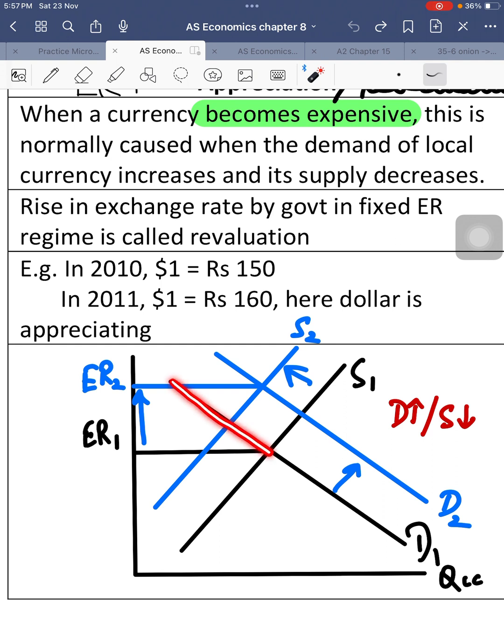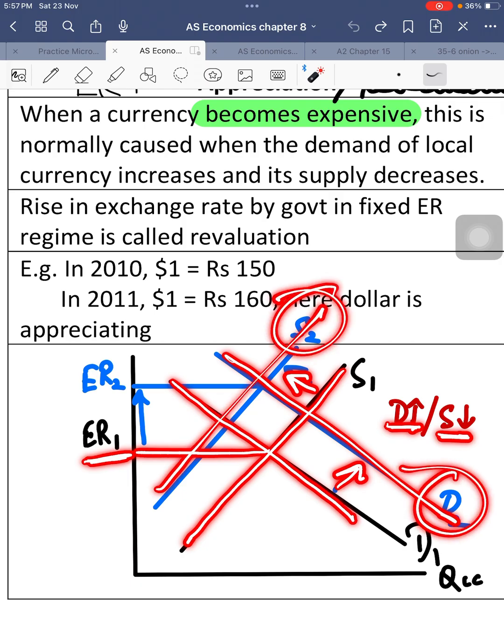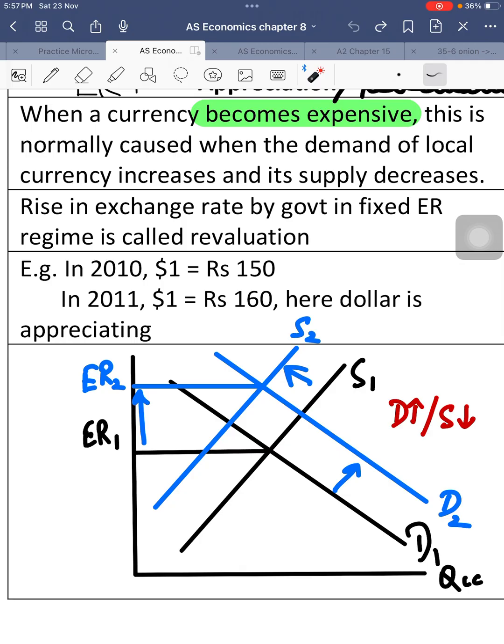Let's suppose the initial demand and supply curves were these, and the initial exchange rate was ER1. When the demand for the currency increased and the supply of the currency fell, the new demand and supply curves are these. They're intersecting here, which means the new exchange rate is this one, and as you can see, the currency has become expensive. This is appreciation of the currency. By the way, when does a currency appreciate? We'll talk about that in a couple of minutes. The causes of appreciation and depreciation are coming in a couple of minutes.